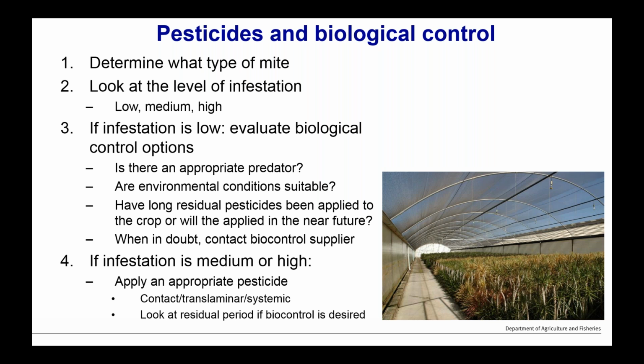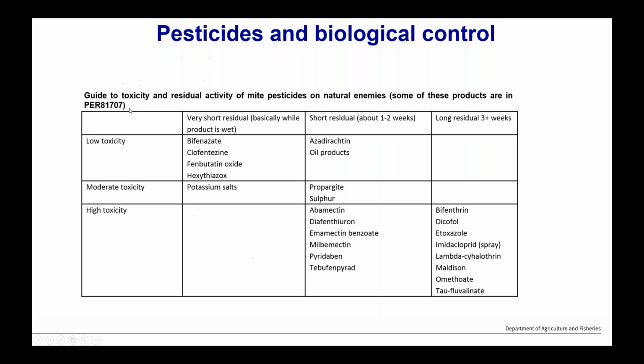So to that end, this is a table that is in the pest management plan for mites that we put together a couple of years ago. It is very relevant still, even though it's 2 years old. The only thing that I know of that's changed is this minor use permit 81707. It has a number of different usages which aren't in the current pest management plan. Same active ingredients as we have listed here, but some additional usages which we'll talk about shortly.